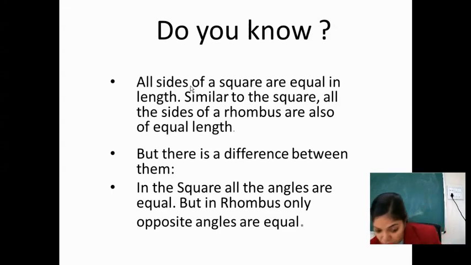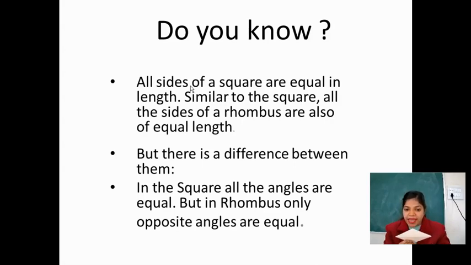But in the rhombus, you can see sides are equal, but only opposite angles are equal. Not all the angles are equal, only opposite angles are equal. So this is the difference between square and the rhombus. Right? What is the difference?